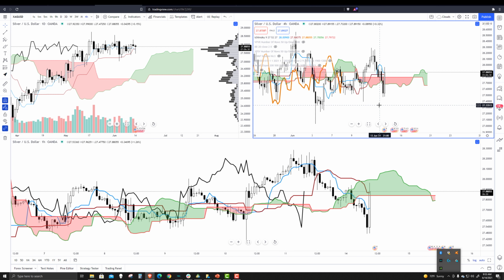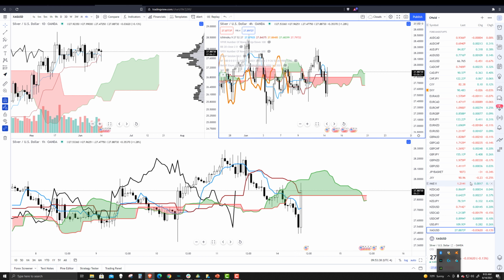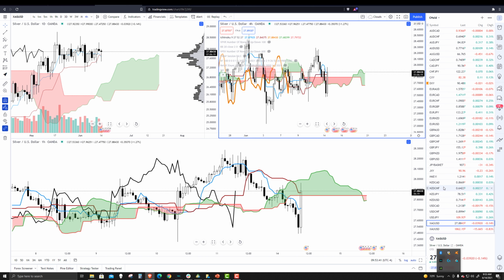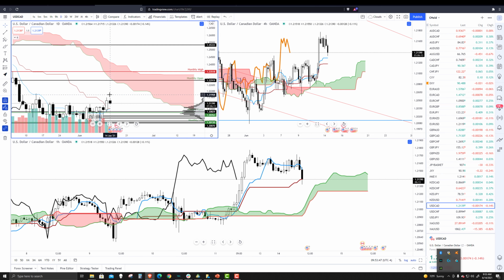And then look at the 4-hour chart, and I just kind of look at, is there any medium-term resistance or support? There's not. Actually, I should not look at silver's chart. I should look at, let's look at the US dollar, Canadian dollar. Okay. US dollar, Canadian dollar.